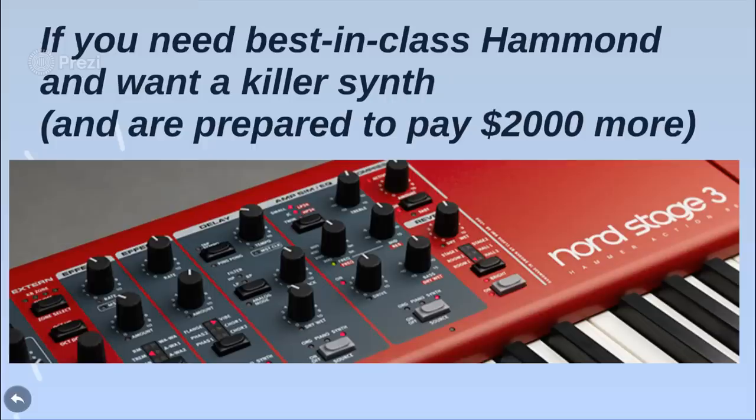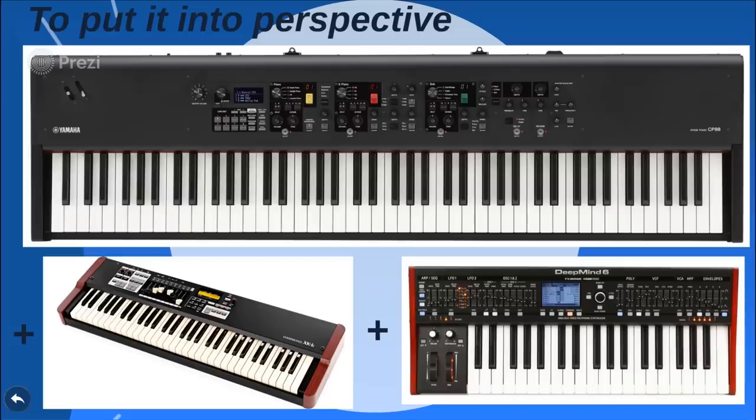If you need the best in class, this is one of the very best Hammond organ emulations, and you want a killer synth from the Nord Lead A1, then the Nord Stage 3 is for you. But you'll have to pay an extra $2,000 over the price of the Yamaha CP. For the same price as the Nord Stage 3 88, you could get a Yamaha CP88 plus a digital tone wheel organ from Hammond, that's their XK1, plus the Behringer DeepMind 6, which is a fabulous synthesizer with lots of hands-on controls, even more than you get on the Nord Stage.